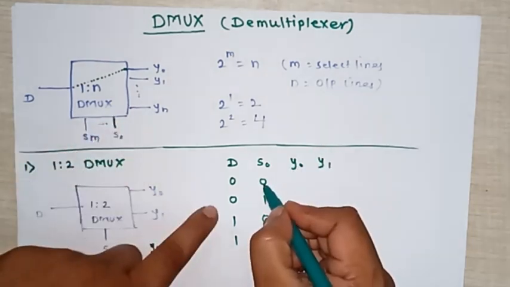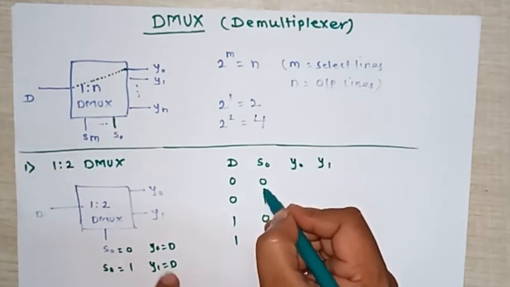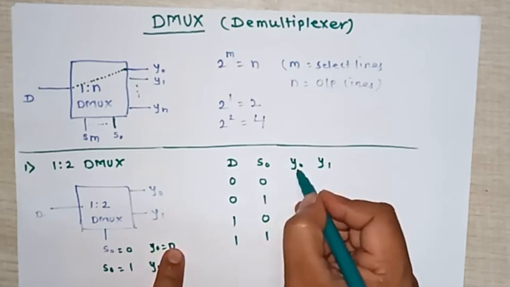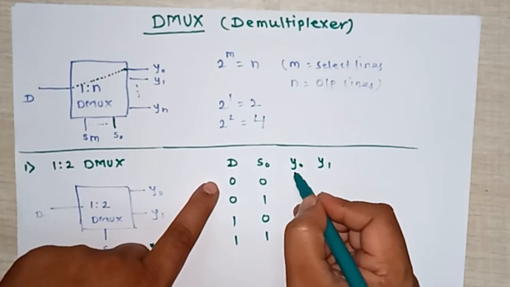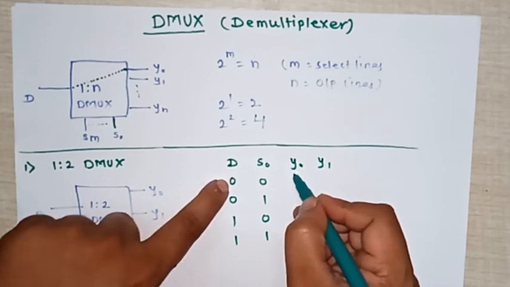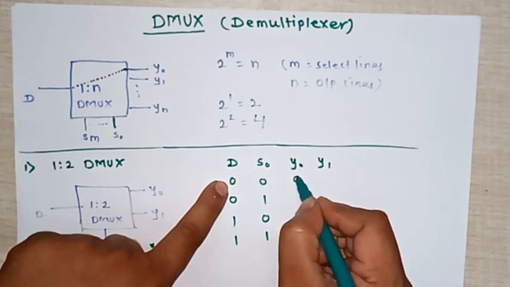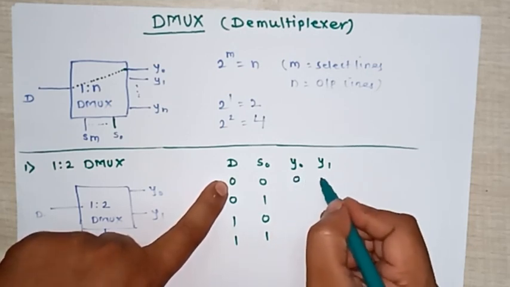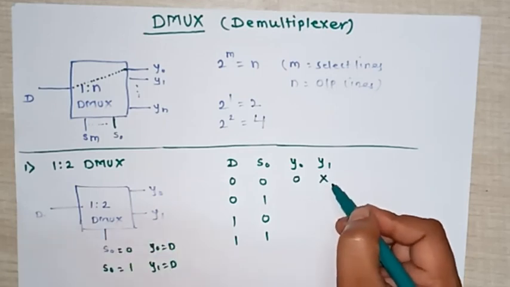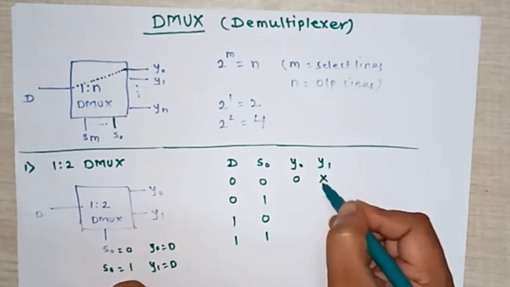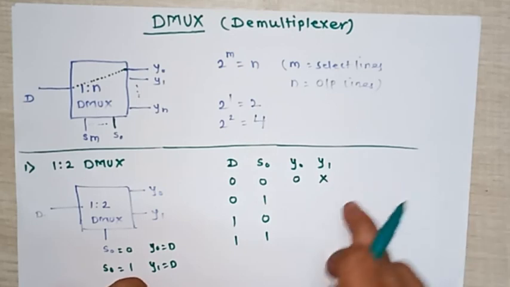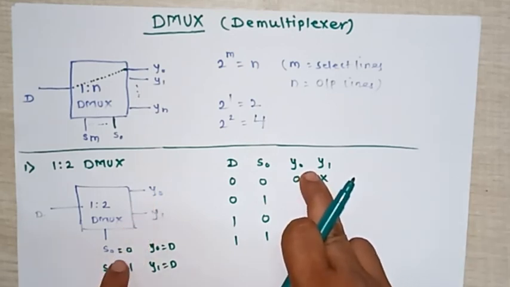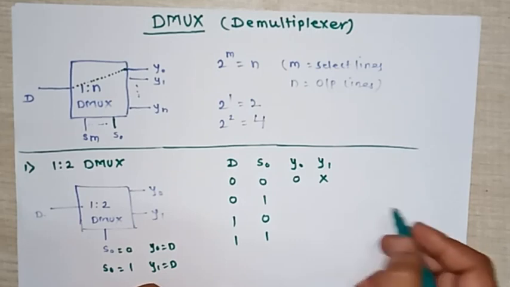So when S0 is 0, then Y0 is connected to D. So what is the Y0 output? That is equal to D. Here the value of D is 0, so we will write 0. And for Y1 we will write a value that may be 0 or 1, that is, don't care. We cannot consider the Y1 output here, because only Y0 will give the output, D, when S0 is 0. Y1 may be either 0 or 1; that does not matter here.